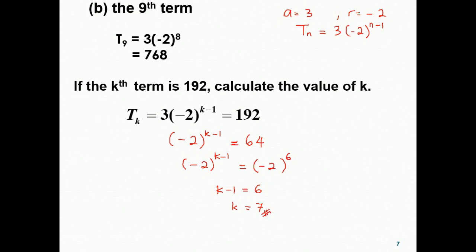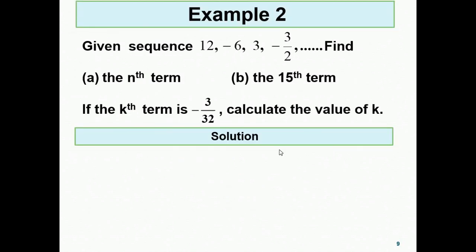Now, proceed to example 2. Given the sequence 12, -6, 3, -3/2, and so on, find A, the nth term, B, the 50th term. Then, if the kth term is -3/2, calculate the value of k.